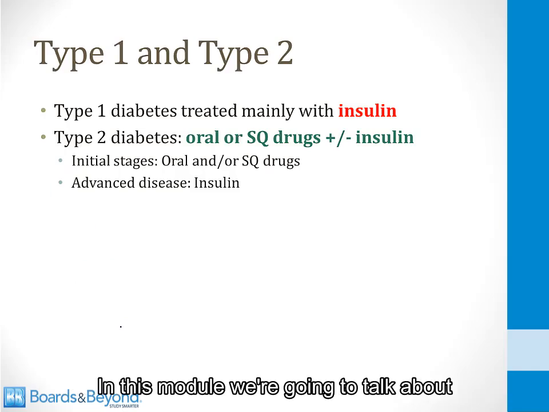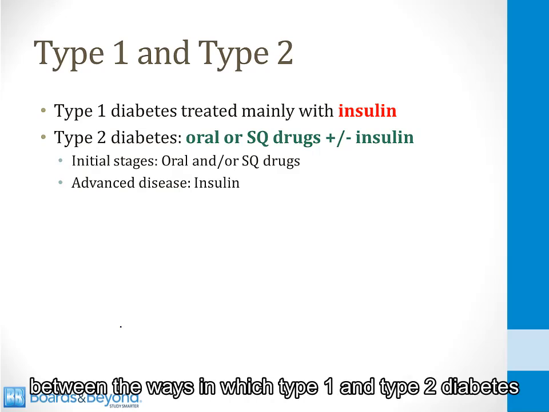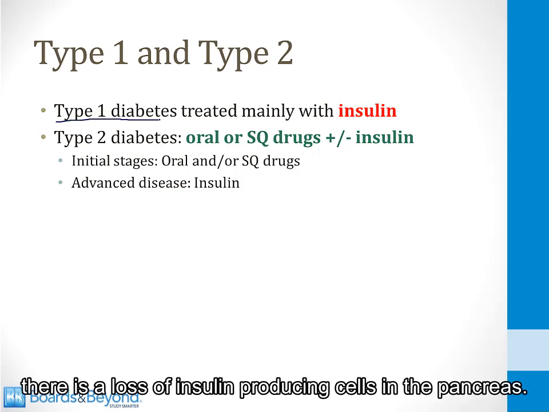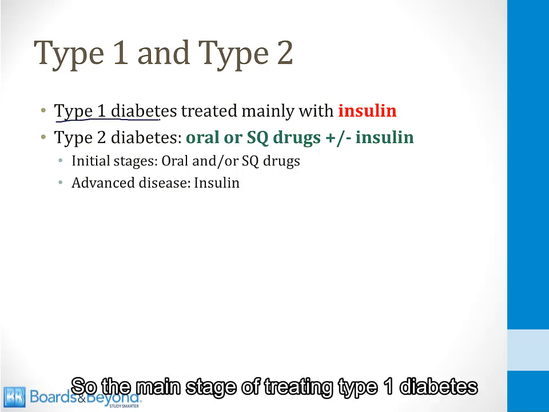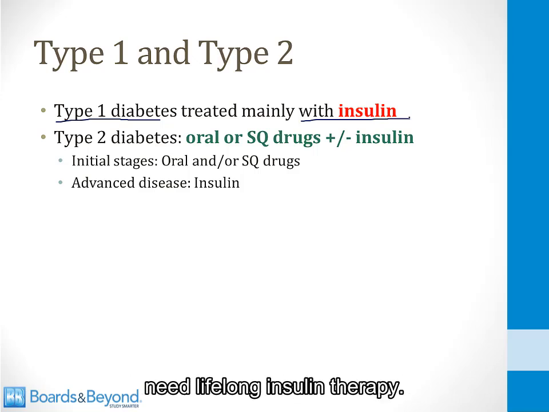In this module we're going to talk about how diabetes is treated, but let me begin by talking about the differences between the ways in which type 1 and type 2 diabetes are treated. So in type 1 diabetes there is a loss of insulin producing cells in the pancreas, so the mainstay of treating type 1 diabetes is with insulin therapy. Children who are type 1 diabetics need lifelong insulin therapy.